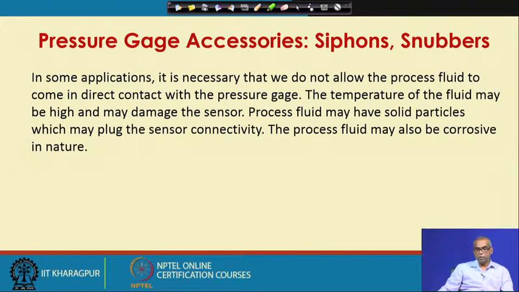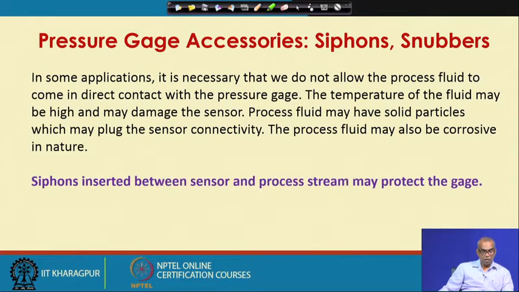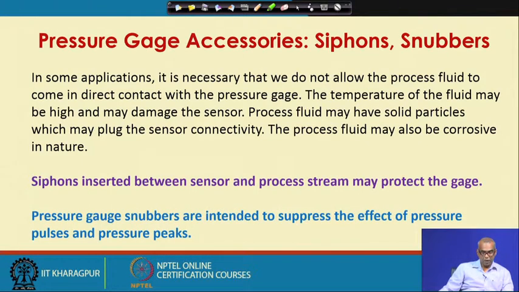Let us talk about two more pressure gauge accessories, siphons and snubbers. In some applications, it is necessary that I do not allow the process fluid to come in direct contact with the pressure gauge. The temperature of the fluid may be high and may damage the sensor. Process fluid may have solid particles which may plug the sensor connectivity. The process fluid may also be corrosive in nature. Siphons inserted between sensor and process stream may protect the gauge. Pressure gauge snubbers are intended to suppress the effect of pressure pulses and pressure peaks.